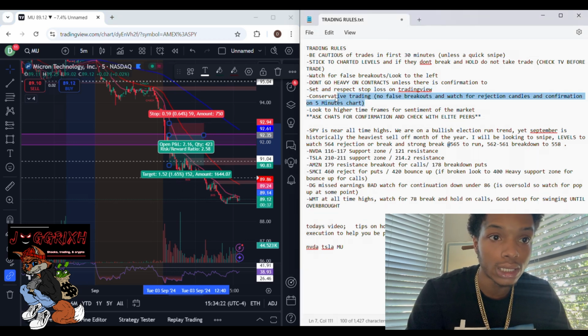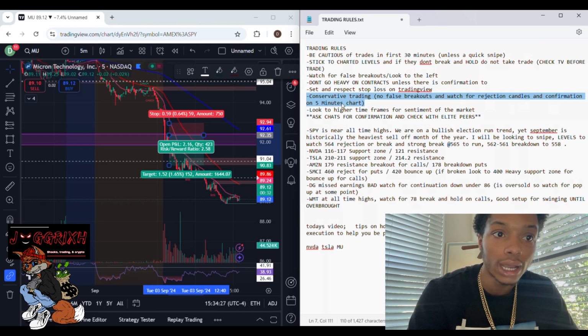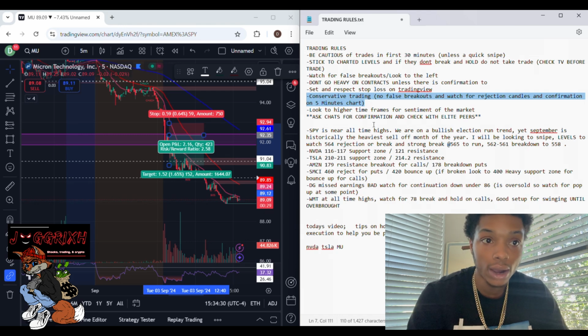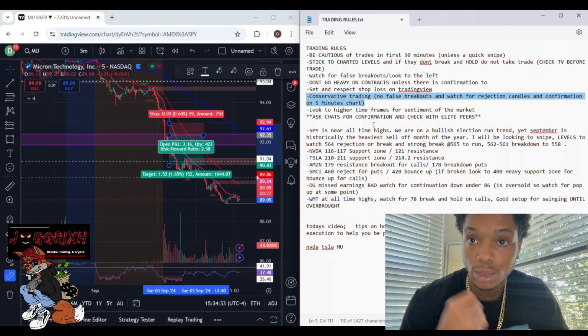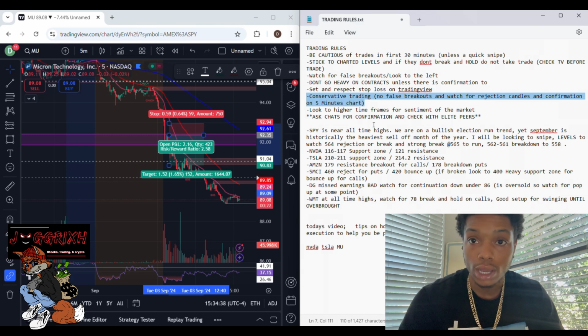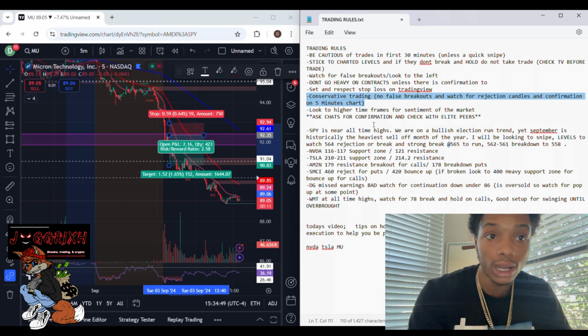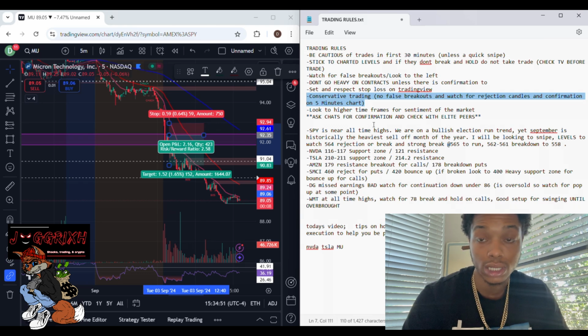Then we have conservative trading. No false breakouts, and watch for rejection candles and confirmation on the 5-minute chart. You see how in all of these I'm reiterating watch for false breakouts? That's because, me personally, that's what I had to learn could lose you some of the most money in this game. The market makers move the market in such volatile ways, especially around times like right now. It's election year and it's September. Historically, September is a big sell-off month in the stock market. So you need to understand that also.